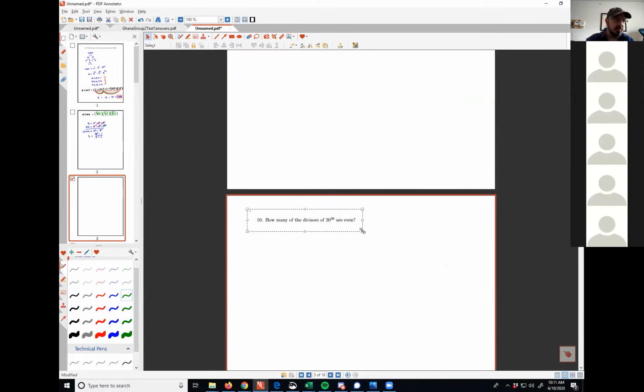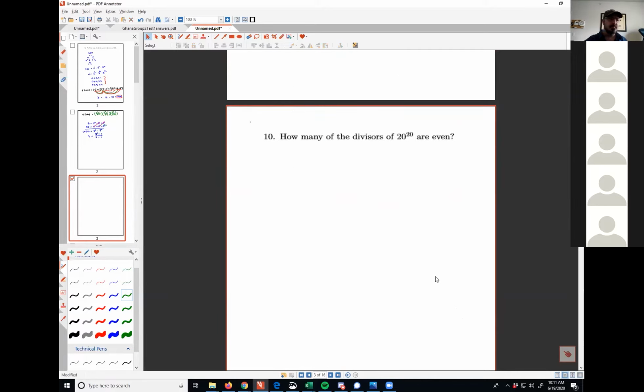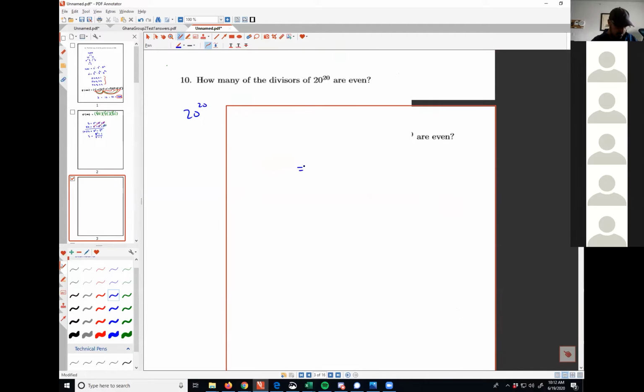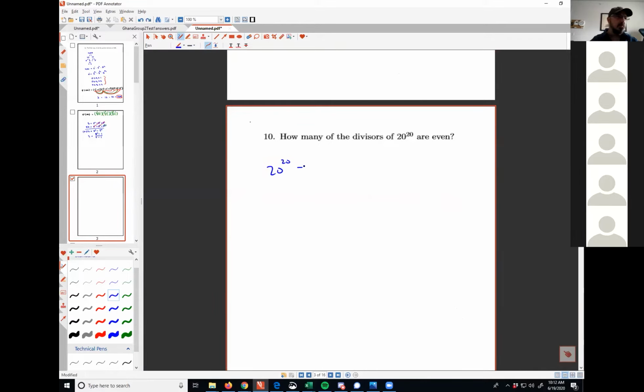So what's the first thing that we want to do with a divisor counting problem? We want to find the amount. Yeah, we want to prime factor. How do we prime factor 20 to the 20th power? 2 to the power 2 times 5, and you put a bracket in to the power of 20.